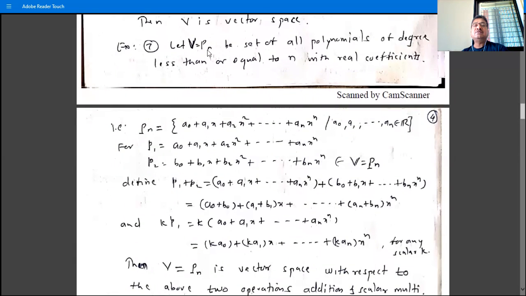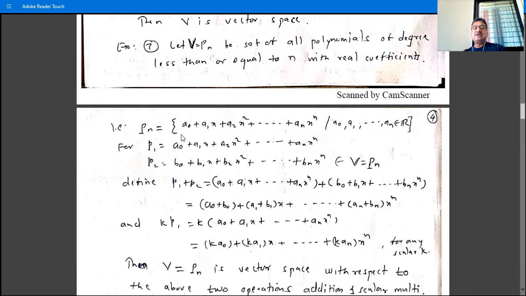Then next is V equal to Pn, the set of all polynomials of degree less than or equal to n. It is not the set of all polynomials of degree exactly equal to n. It is the set of all polynomials of degree less than or equal to n with real coefficients. That is what Pn is. Pn is the set of polynomials of the type a naught plus a1x plus a2x squared plus dash an x raised to n, where a naught, a1, a2, up to an belong to R, meaning these coefficients are real numbers.